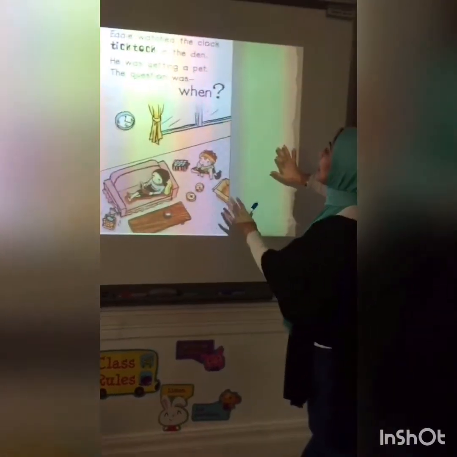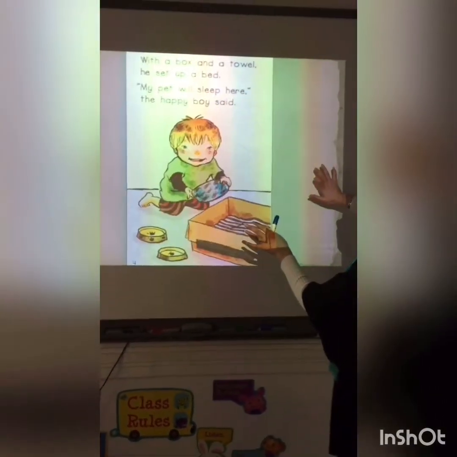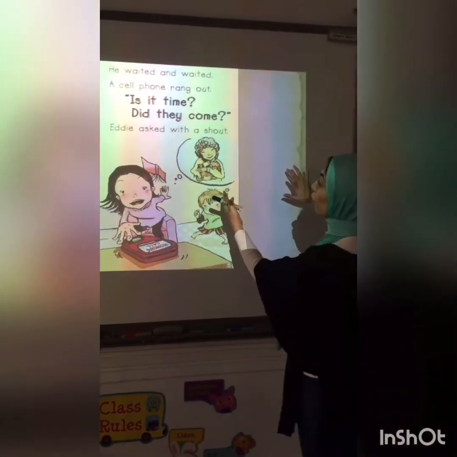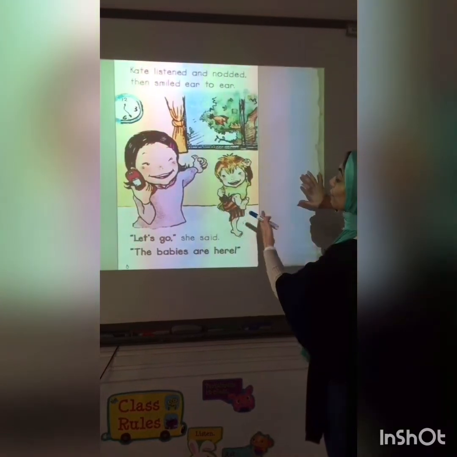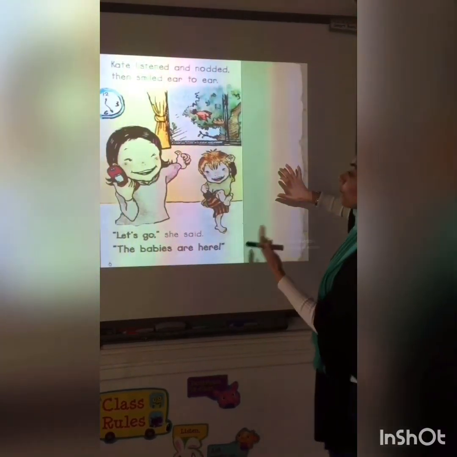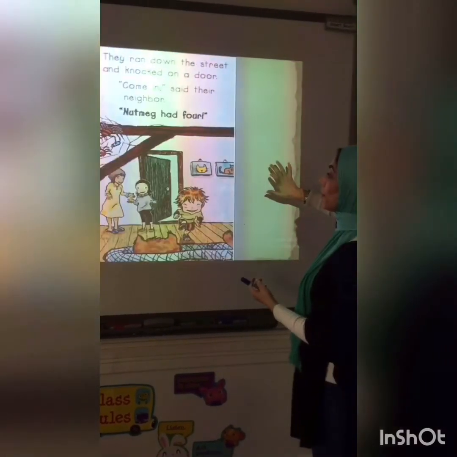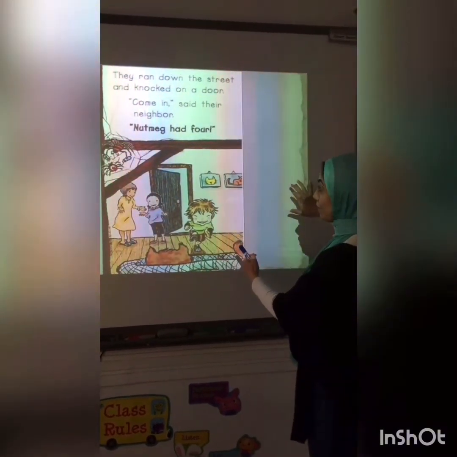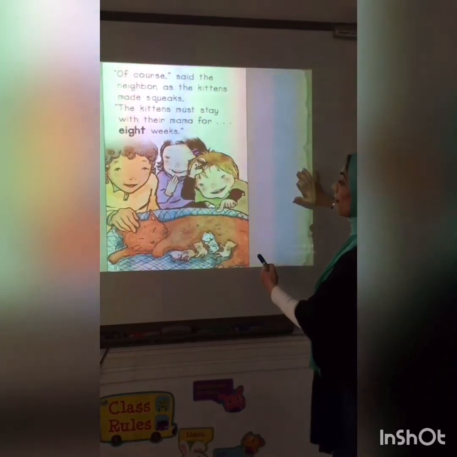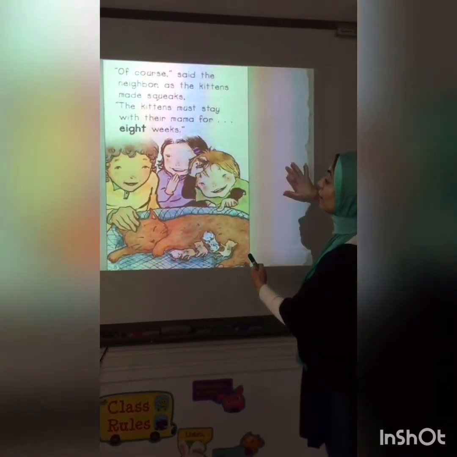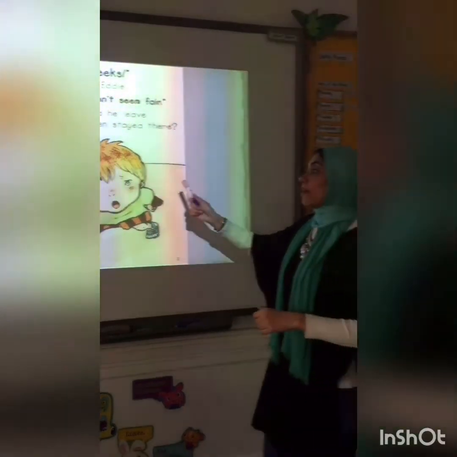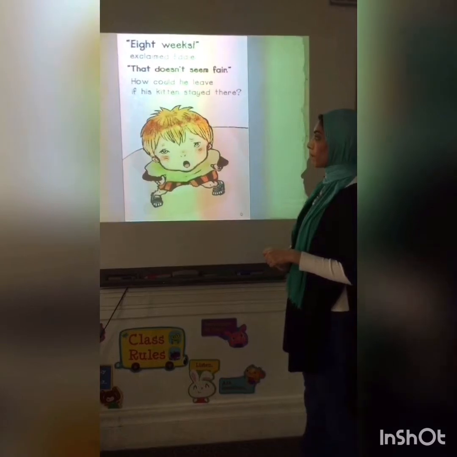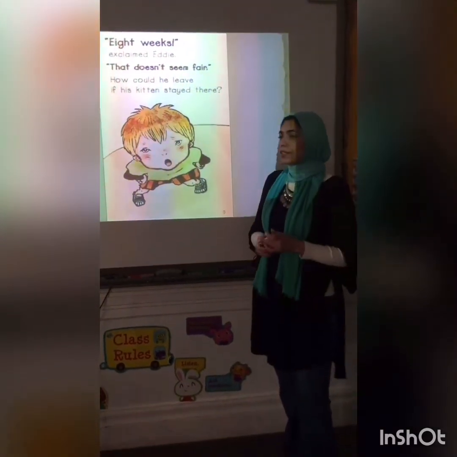Here is Eddie in his house, preparing himself for his pet. Then his neighbor called, and he was very excited to go and get his new pet. And here he went to their neighbor, and remember here Eddie, he was sad. He doesn't look happy. So what was his problem? Why did he look this sad?